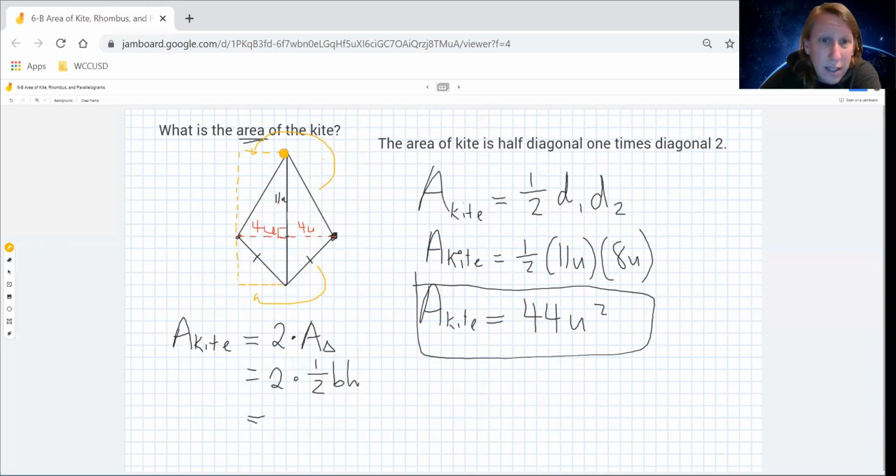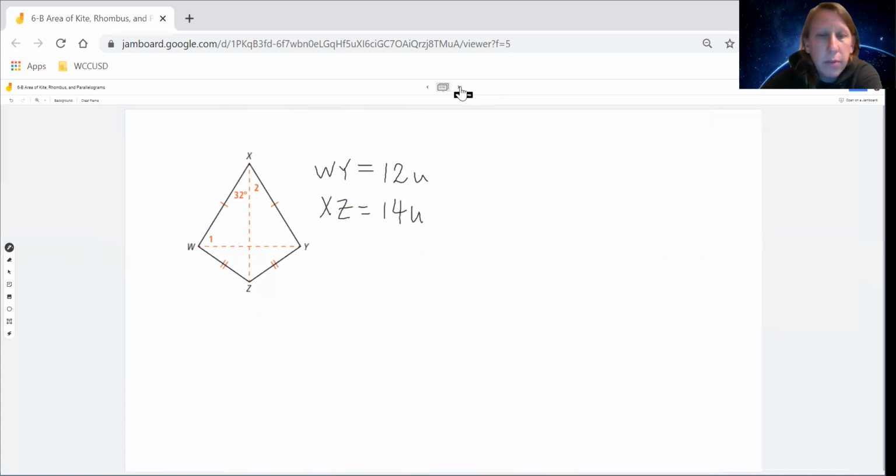Okay. And what's the bottom of the, we'll call it the base of the rectangle? Base of the rectangle is 4. What's the height of the rectangle? 11. So I could just do 4 times 11 and get 44. Okay, so those are some ways to think about the formula for area of a kite and where it came from. All right, let's apply it.